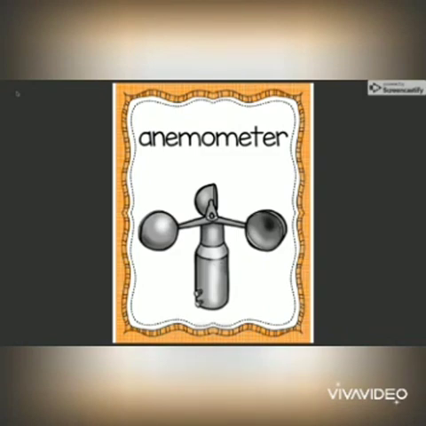This is a rain gauge. A rain gauge measures the amount of rain that has fallen over a certain period of time. The container fills with the rain, and you can see how much rain has fallen by the measurement, like a ruler. Everybody say rain gauge.